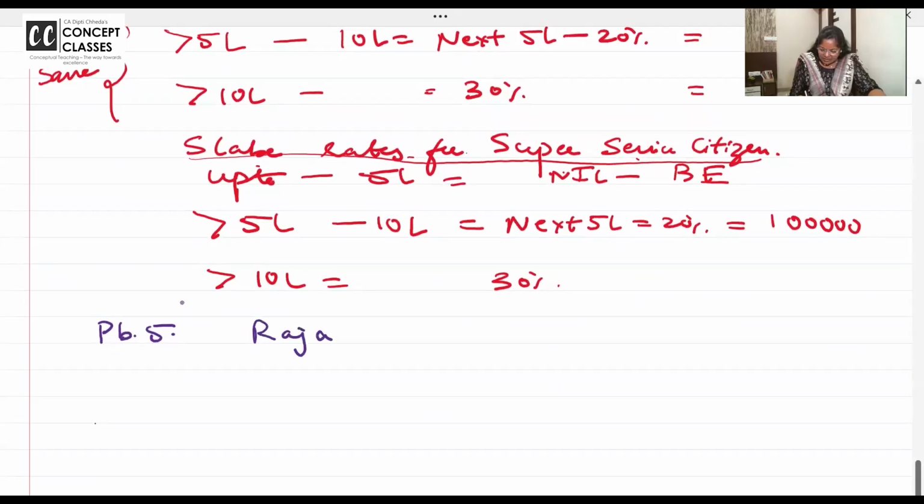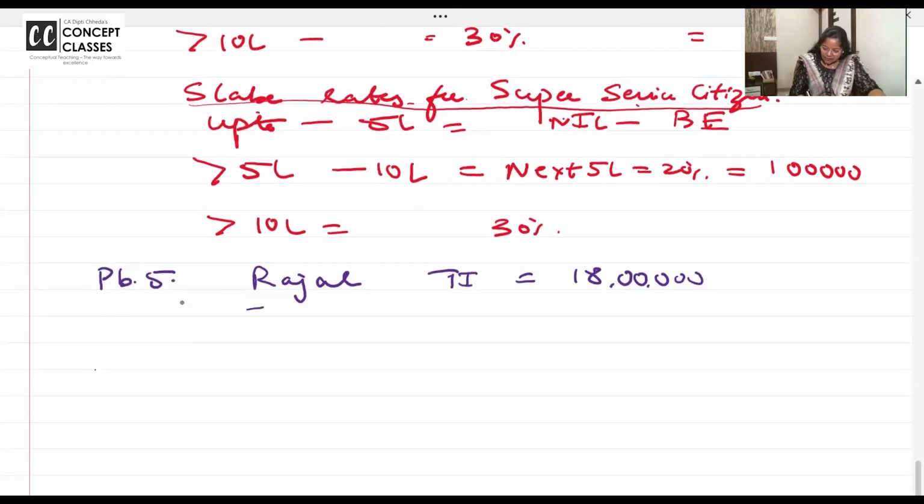So what is Rajat's total income? 18 lakh. Now first 3 lakh, it is nil. Okay. Next.